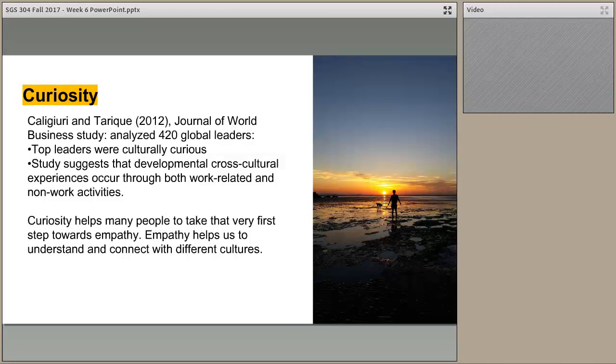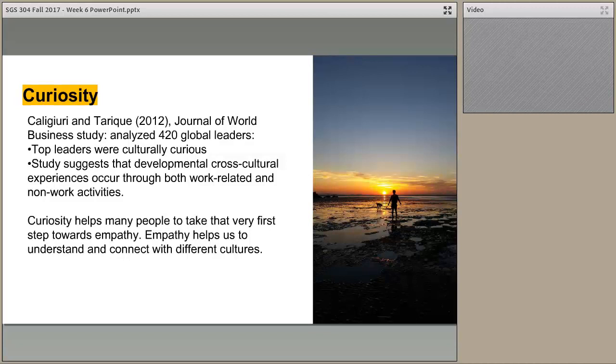Thus, personality characteristics can enhance or limit an individual's ability to be effective on the tasks of the assignment and to reap, or not, the developmental benefits of having been given a developmental opportunity. Furthermore, the study suggested that developmental cross-cultural experiences can occur through both work-related and non-work activities. This has implications for your study abroad experience because it means you have the potential to develop cross-culturally both during your formal academic experiences and during your leisure activities. What matters is if you bring a spirit of curiosity and these other attitudes with you.